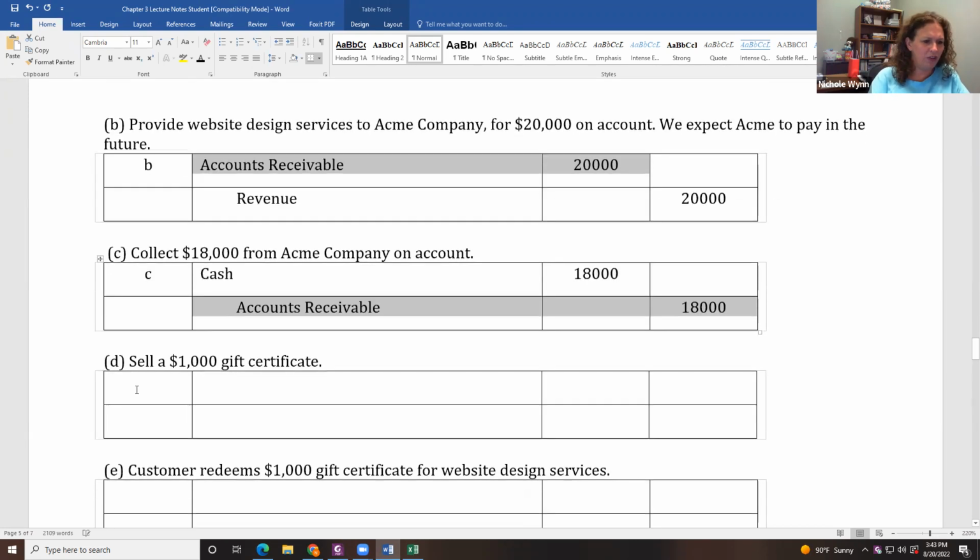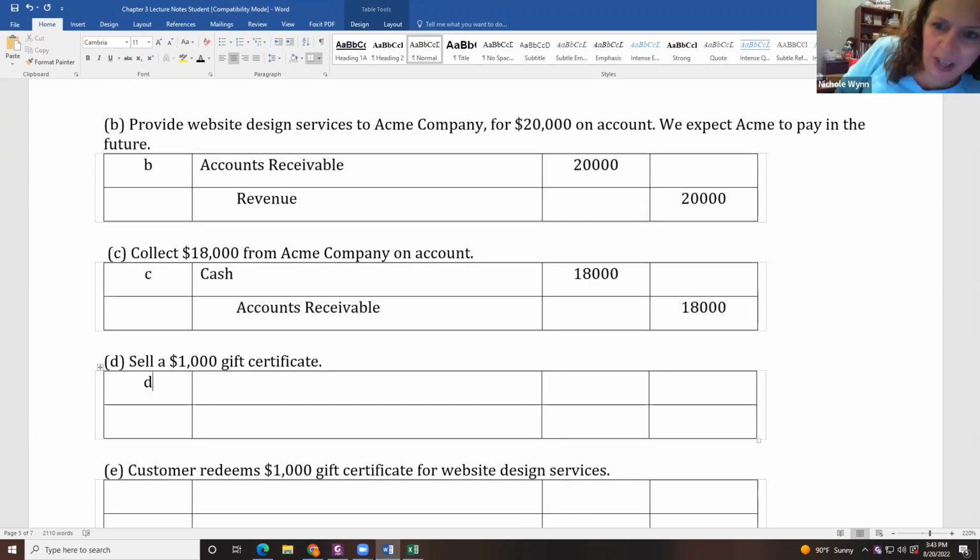Okay, transaction D, sell a $1,000 gift certificate. All right, so we have a website design business and somebody came in and they're like, I'd like to buy a gift certificate from my friend who just started a business. And so what happens when that happens is they give us $1,000 and we just give them a certificate, right? If somebody comes into our business and they buy a gift certificate, they give us money and we just give them a piece of paper or a credit card or whatever it is, right? So what happens is we get money. We all agree we get money.